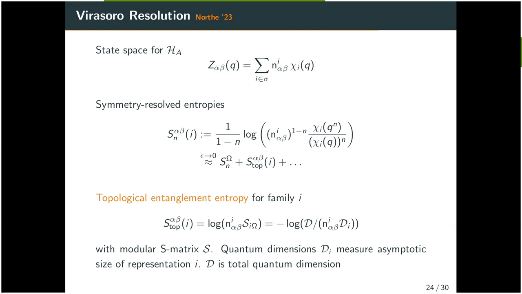And just for people who know quantum dimensions, this expression here is the modulo S matrix, and this is just a quantum dimension for some family I. And this is called the total quantum dimension, but those are just details for now.